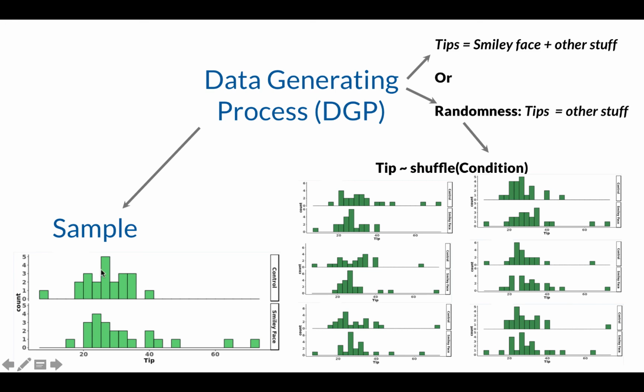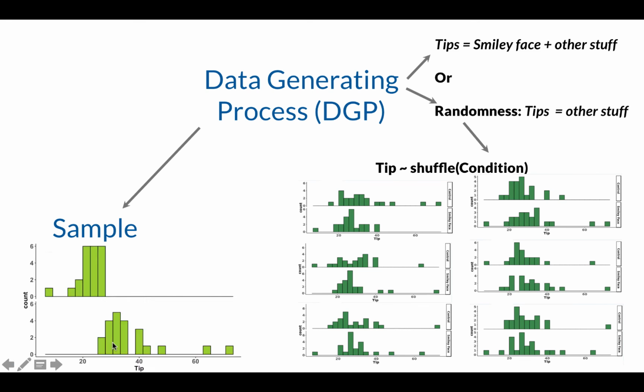Let's say that instead of our actual sample looking like this, maybe our sample actually looked like this, where basically if you were in the control condition, those tables gave around 10 to 25 or $30 worth of tips. And if you were in the smiley face condition, nobody gave $20 gift tips. Instead, they gave like 30 to 60-something dollar tips. In this case, you would see, wow, there's a really big difference between the control group and the smiley face group. These distributions look super different from each other, right?